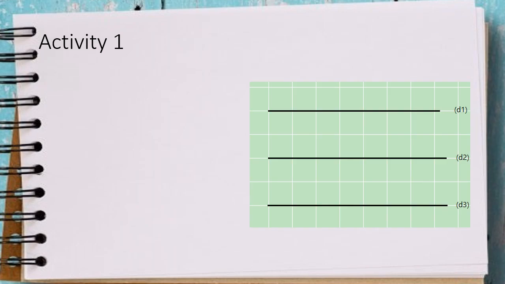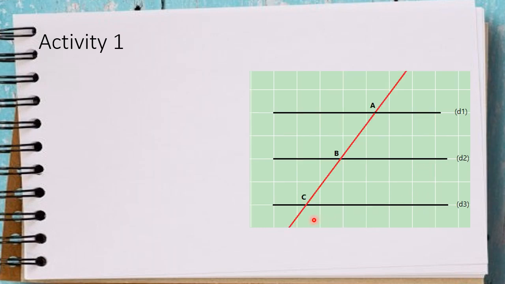Okay, let's get started with activity 1, in which we have 3 lines parallel to each other and at an equal distance separating them. The distance between D1 and D2, as you can see, is 2 boxes, and the distance between D2 and D3 is also 2 boxes. We have a secant cutting these 3 lines in A, B, and C. The question is: show that AB equals BC.